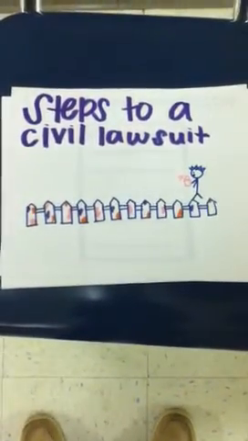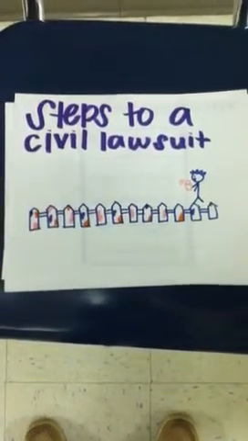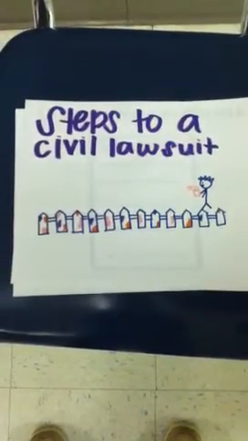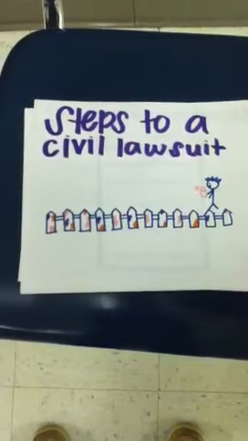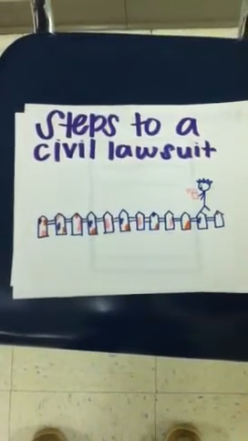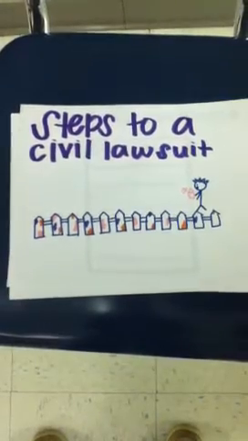Steps to a civil lawsuit. Okay, this man vandalized the owner of a fence. He went on his property and painted graffiti on it. This is a nuisance tort, and he's being sued for compensatory damages.